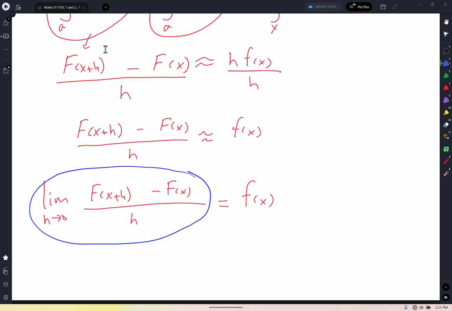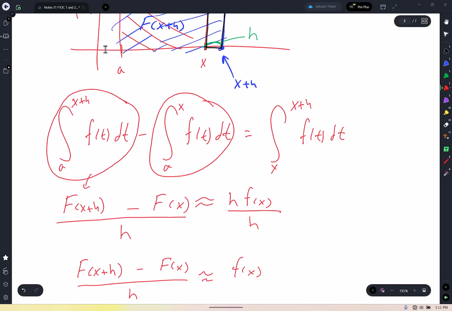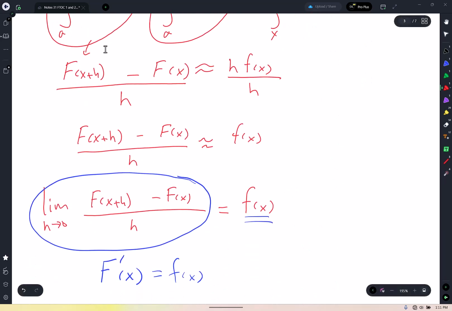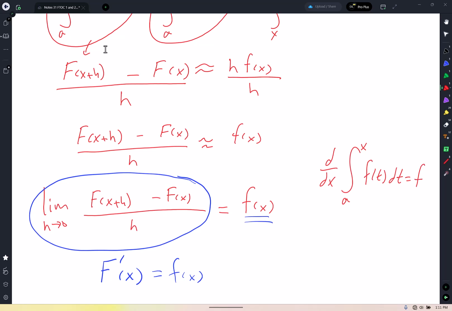This that I'm circling, what does it remind you of? It's just a derivative, the derivative of capital F. And what this is saying is that the derivative is just little f of x. So what does it mean in conclusion? Look what capital F was. Capital F was this elongated s, this integral from a to x of f of t. So that means I can say d dx of the integral from a to x of f of t dt is nothing more than f of x.